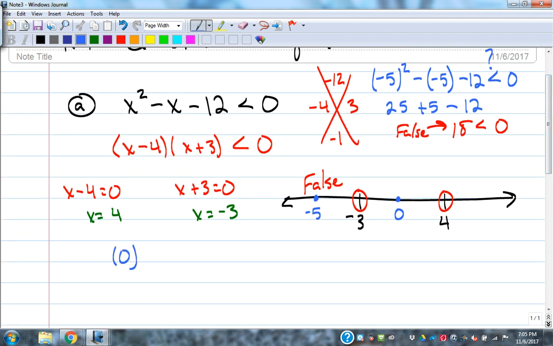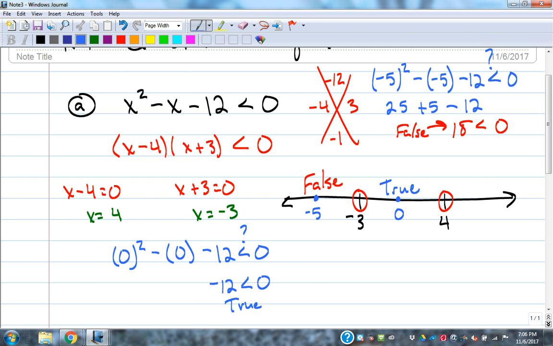So 0 squared minus 0 minus 12. The question is, is that less than 0? So that's 0 minus 0 is 0, minus 12 would be -12. Is -12 less than 0? That's true. So this whole area has got to be true, because that one test point worked and got true. The rest of that area between -3 and 4 is true.